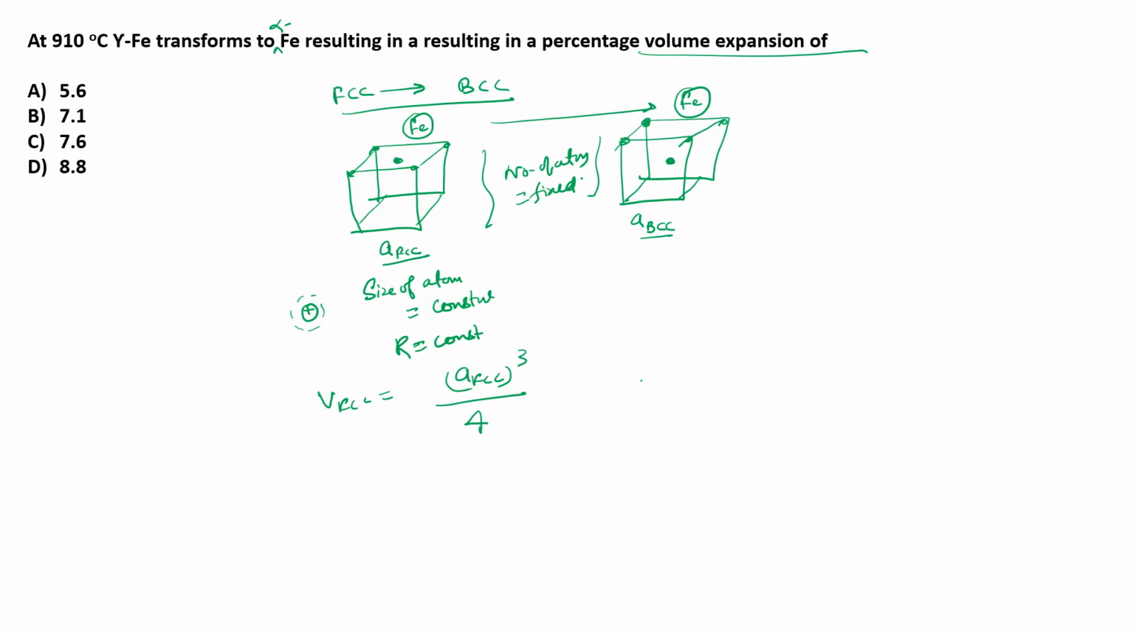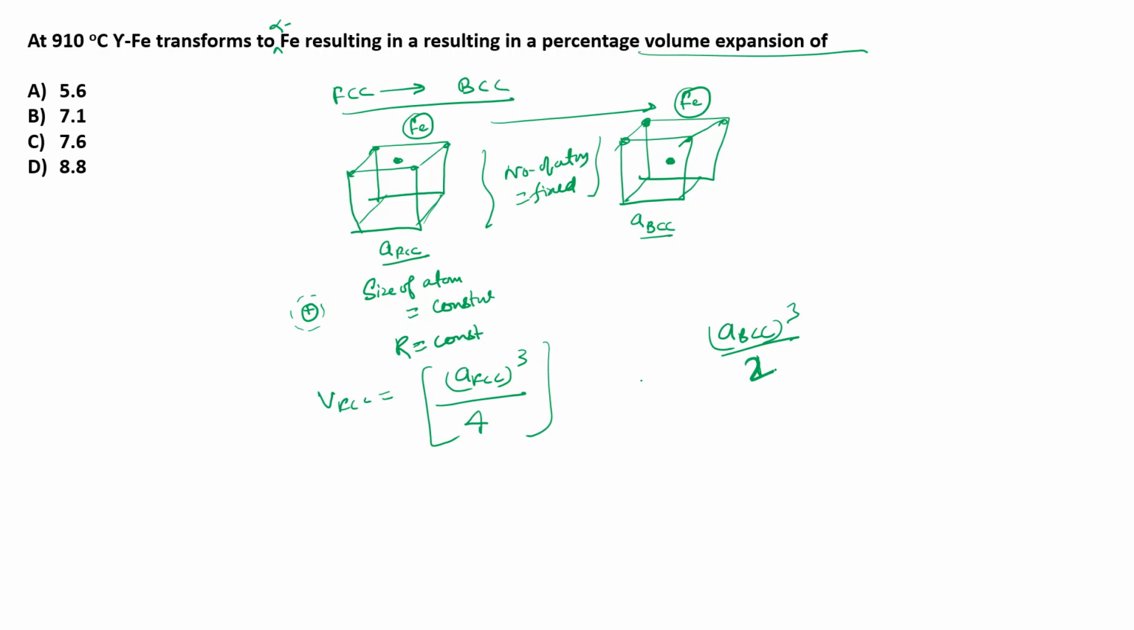In the case of BCC, effectively we have 2 atoms, right? So we need to take the average volume, the volume per unit atom. We are taking the volume of FCC, which has 4 atoms, so volume divided by number of atoms. In the case of BCC, it will be A BCC cube by 2 atoms, right?